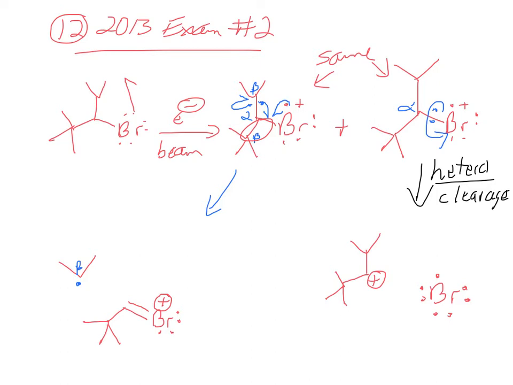Which one do you think is more likely to take place? This is the alpha cleavage, with the homolytic, one electron at a time, fishhooks. Which one do you think is more likely to take place, alpha cleavage or heterolytic cleavage? Why?